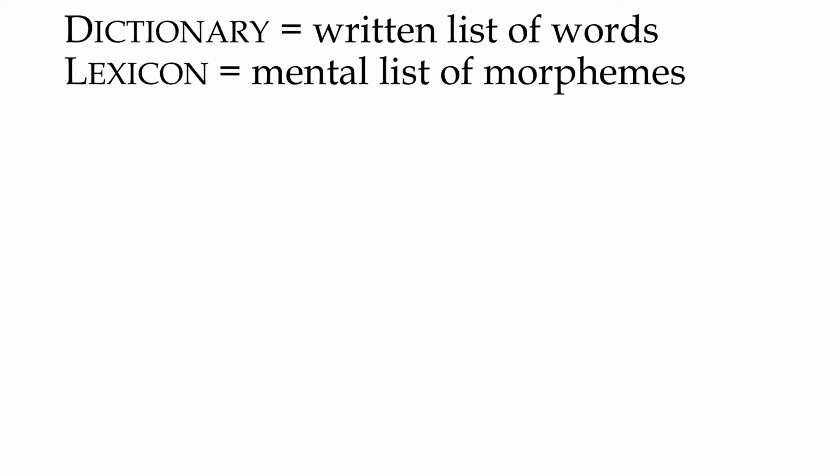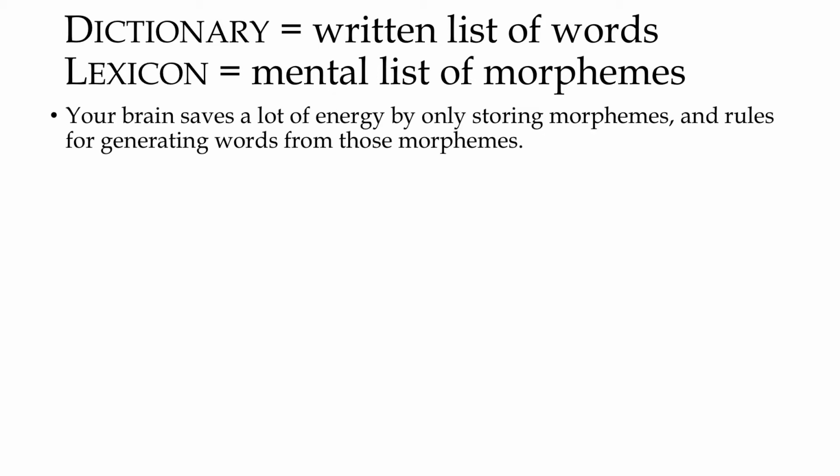Luckily, our brain actually doesn't behave like a dictionary. We have what we call a lexicon. A lexicon is a mental list of morphemes. And even though language learners might bring their dictionaries to class, what I really care about as a language teacher is making sure that their brain is full of the full list of morphemes that are used by the language, that they have that mental lexicon.